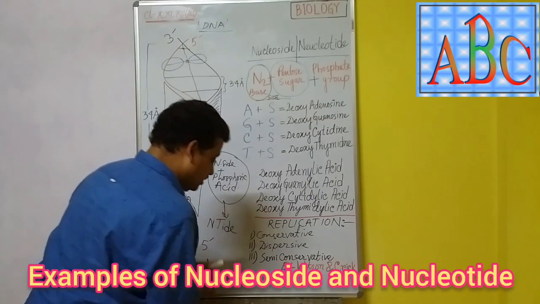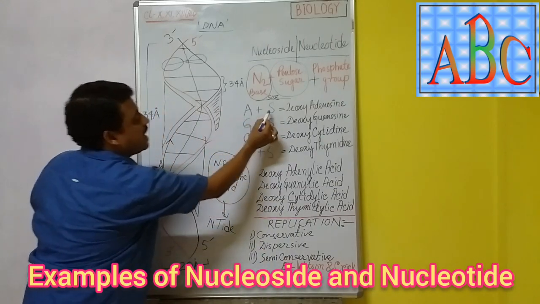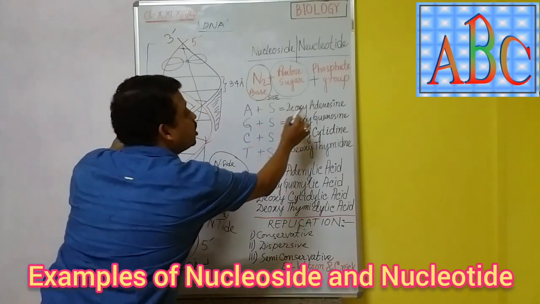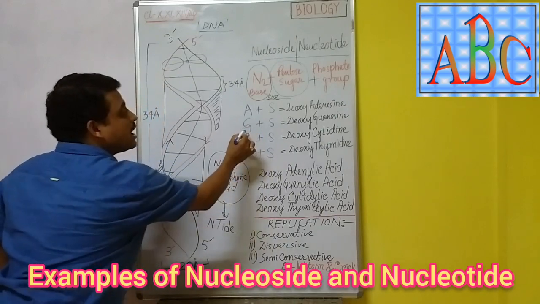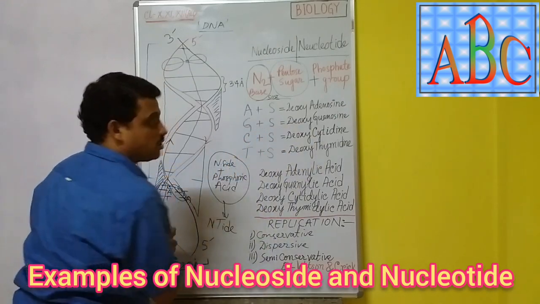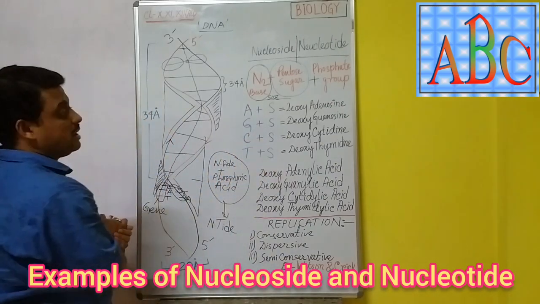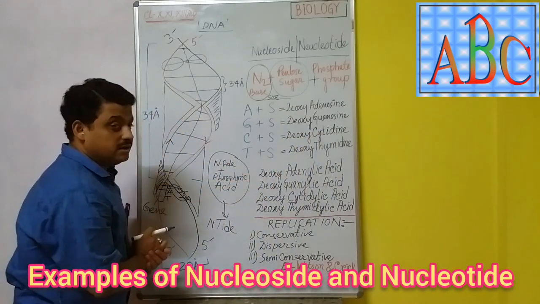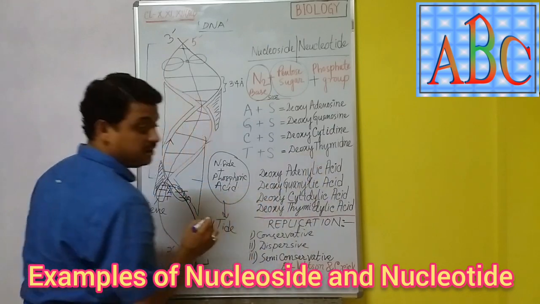Here is the example. When adenine is added with any pentose sugar, it will form deoxyadenosine as a nucleoside. When guanine is added with any pentose sugar, it will form deoxyguanosine. When cytosine is added with any type of pentose sugar, it will form deoxycytidine. And when thymine is added with any pentose sugar, it will form deoxythymidine.